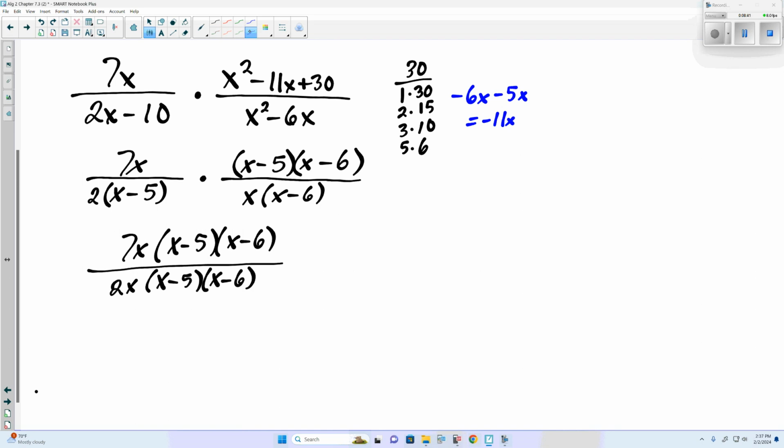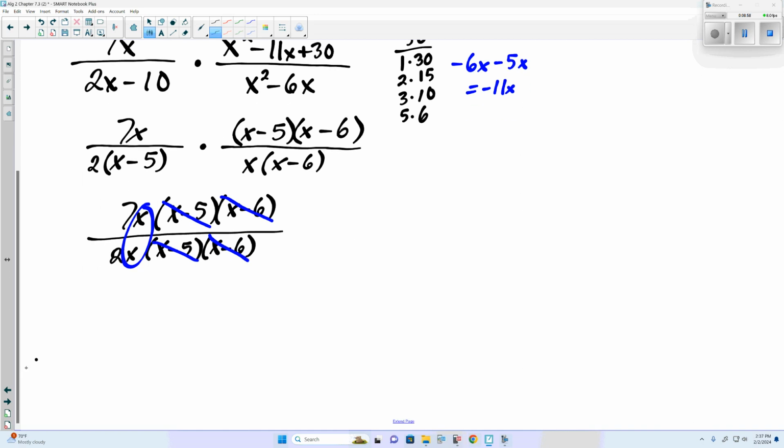Well, throw that on the floor. What's in common on top and bottom? X minus 5, x minus 5, x minus 6, x minus 6. Because x over x is also 1. So that leaves us with what? Because we have x to the first over x to the first, 1 minus 1 is 0. Anything to the 0 power is 1. So it simplifies out, leaving us with 7/2.